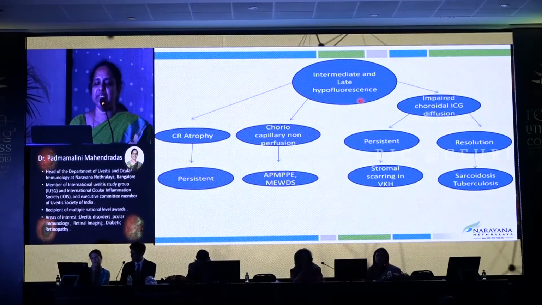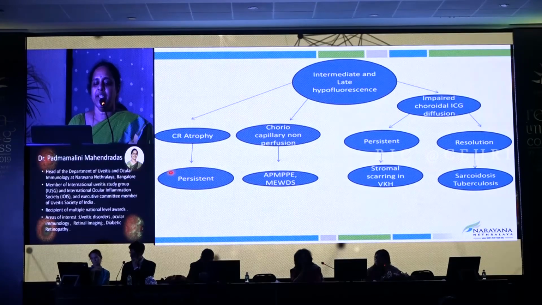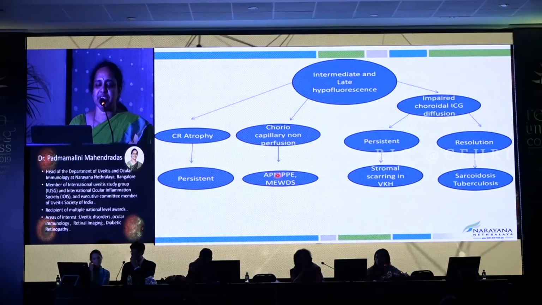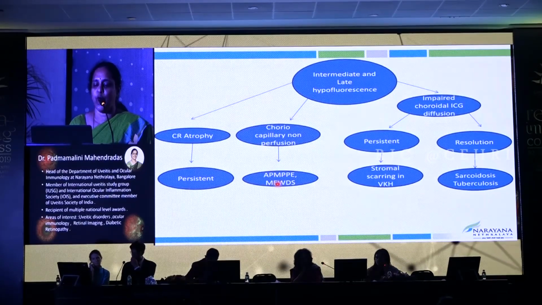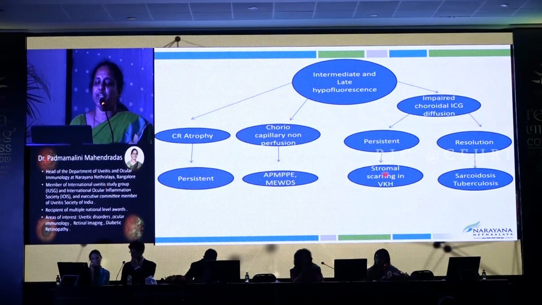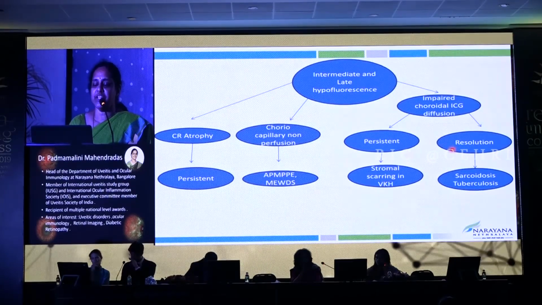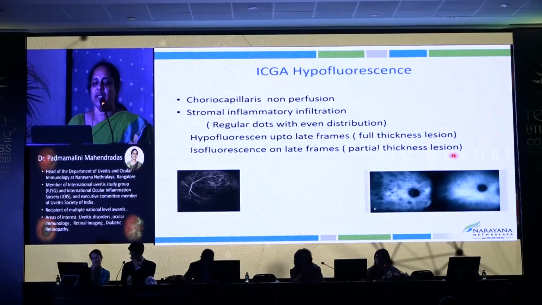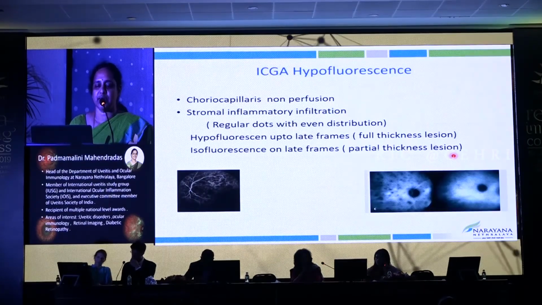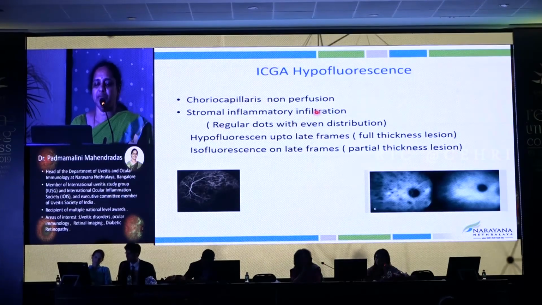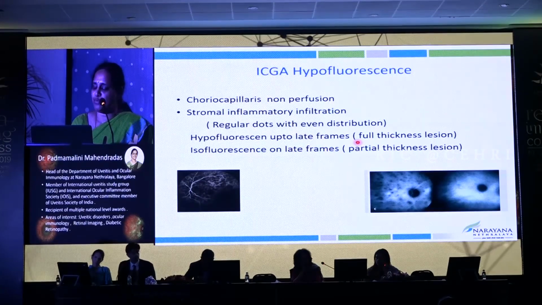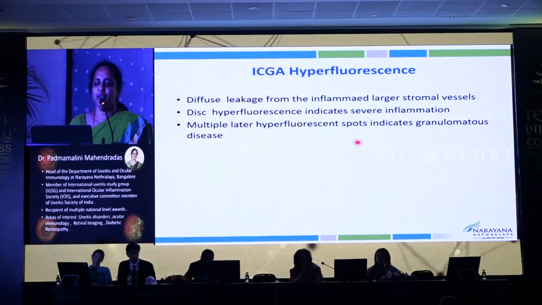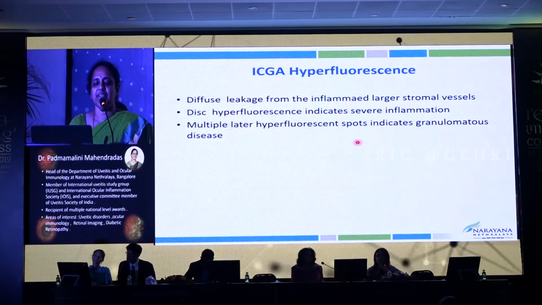This is a flow chart. Whenever we see intermediate and late hypofluorescence, it could be persistent in the case of a scar, whereas chorioretinal non-perfusion can have varied presentations; in APMPPE, MEWDS, they can resolve. In VKH, if it is persistent, it corresponds to the areas of stromal scar, whereas it resolves in the case of TB and sarcoid granuloma. ICG hypofluorescence occurs if there is non-perfusion of the choriocapillaris or stromal infiltration. If it's partial thickness, we have isofluorescence in the late frame, whereas full thickness is hypofluorescence in the late frame. ICG hypofluorescence is indicative of active inflammation. If there is disc hyperfluorescence, it indicates severe inflammation.